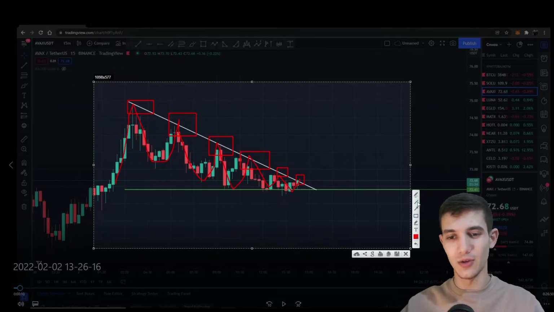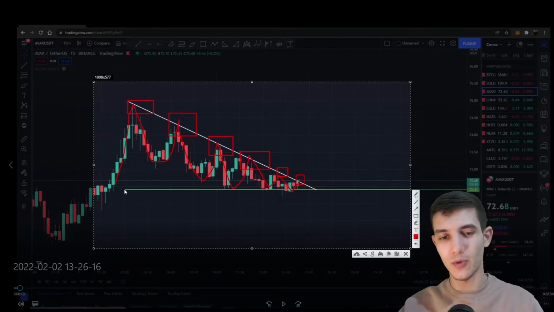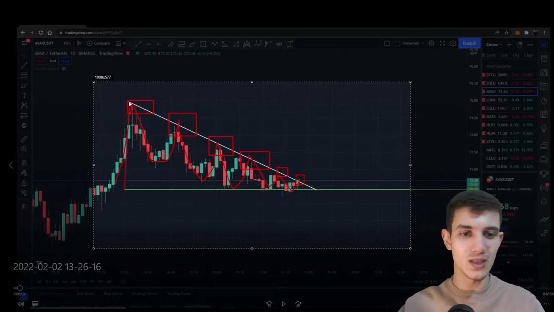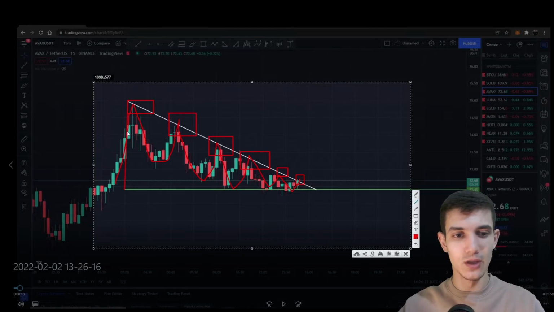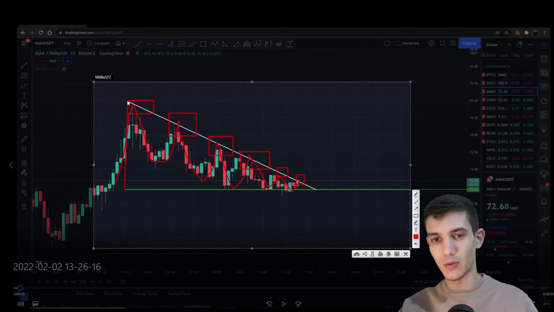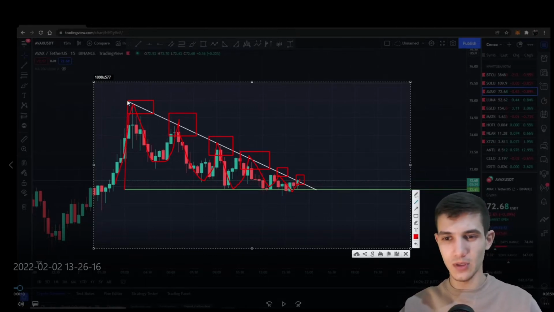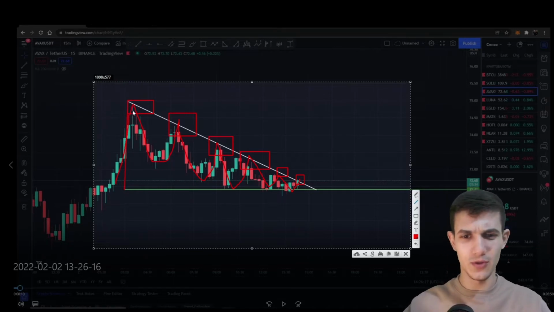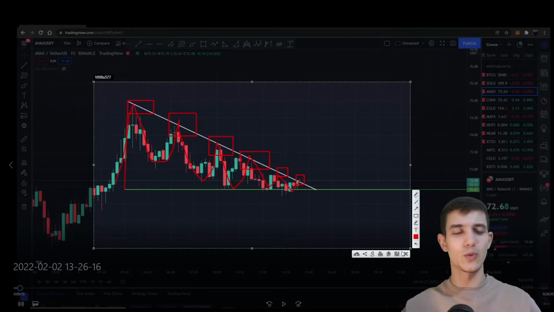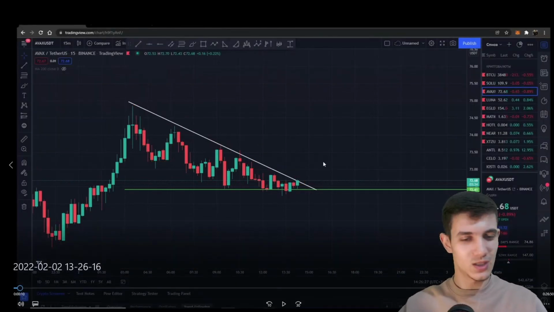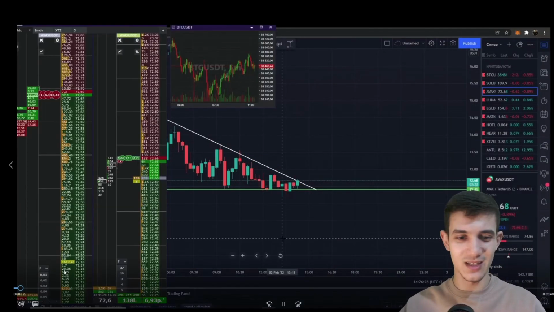You understand? And you know how we can know the level where we can put our take profit or stop loss? This is going to be the size of the triangle. So it's something like $5, $4.5 of movement, right? Without the percentage. So let's start. Let's see how it was.